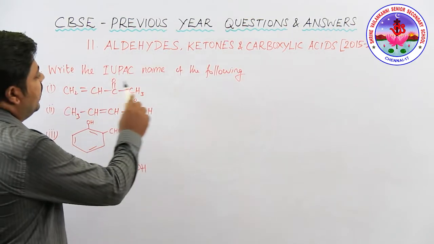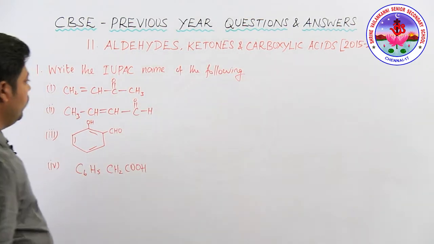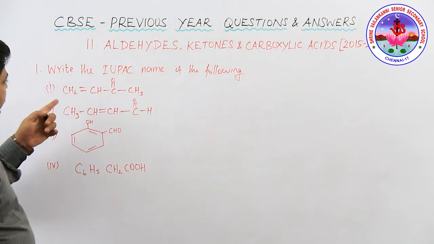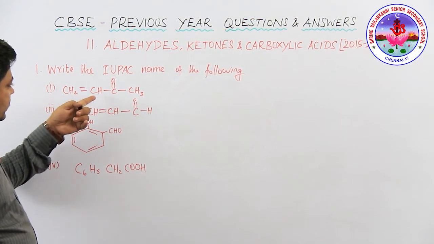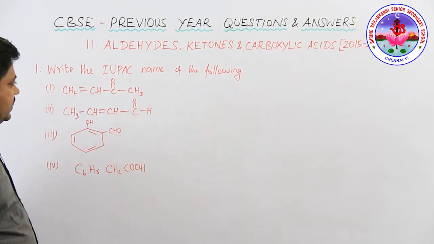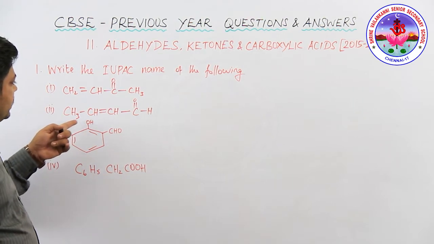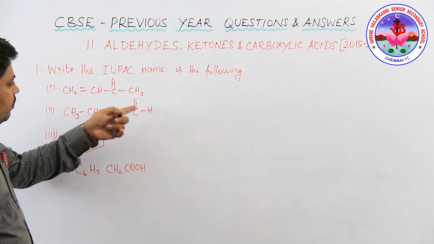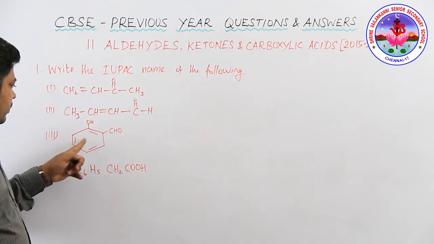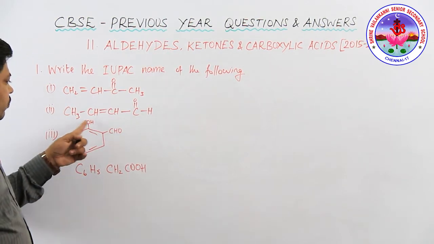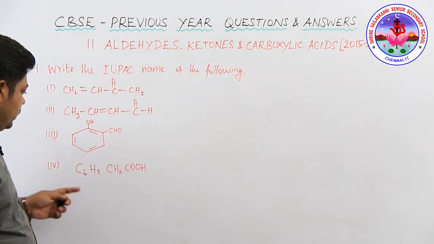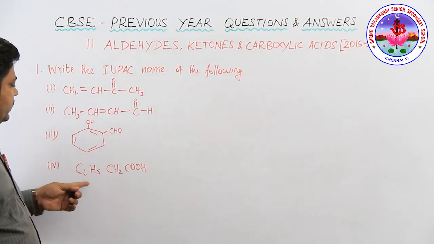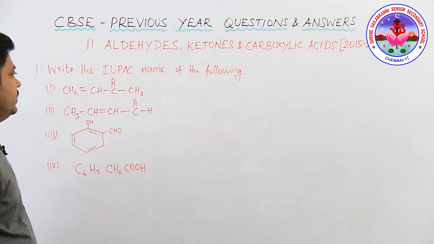Write the IUPAC name of the following compounds. The first compound is CH2=CH-C(=O)-CH3. The second compound is CH3-CH=CH-C(=O)-H, an aldehyde. The third has a benzene ring with one OH and a CHO group. Then the phenyl group, C6H5CH2COOH.